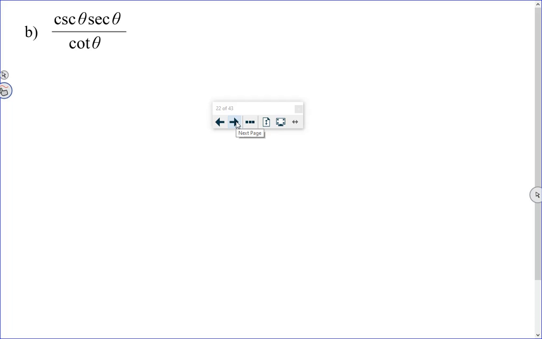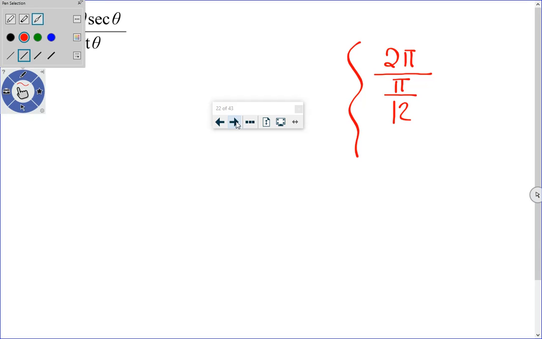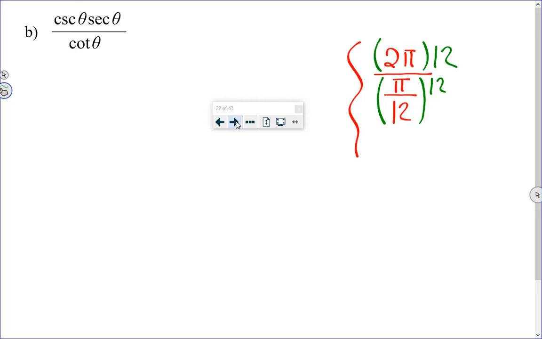Cosecant times secant over cotangent. Now, I hope you remember yesterday and today when we had something like this, that I said, yes, you could multiply by the reciprocal to simplify, or you could do this. And I told you that doing this, multiplying the top and the bottom by denominators to get rid of them, is a wiser move. It's a better tool because it's used all the time, not just when you're dividing by a single fraction. Let me show you what I mean.